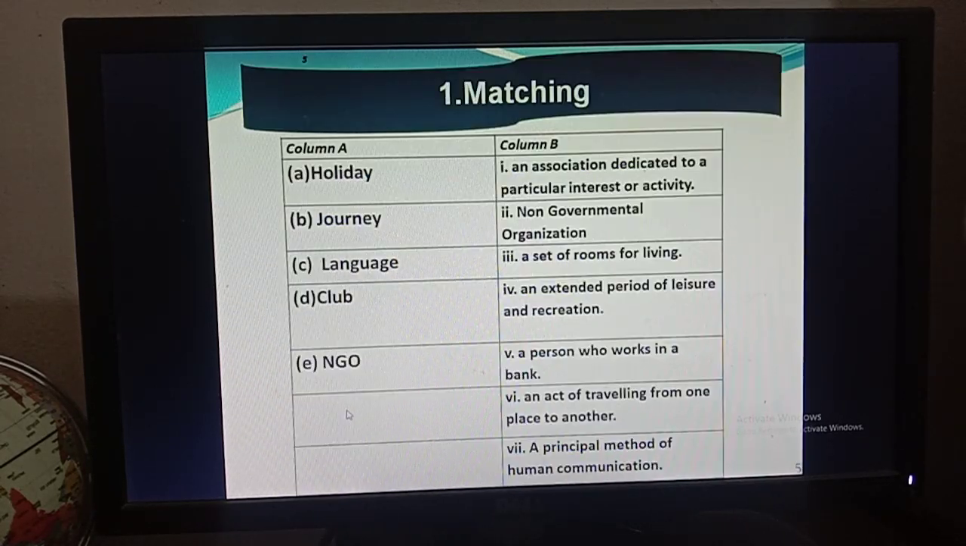Then E, NGO. What is the meaning of NGO? NGO goes with non-governmental organization. So you will write like E plus Roman number 2.